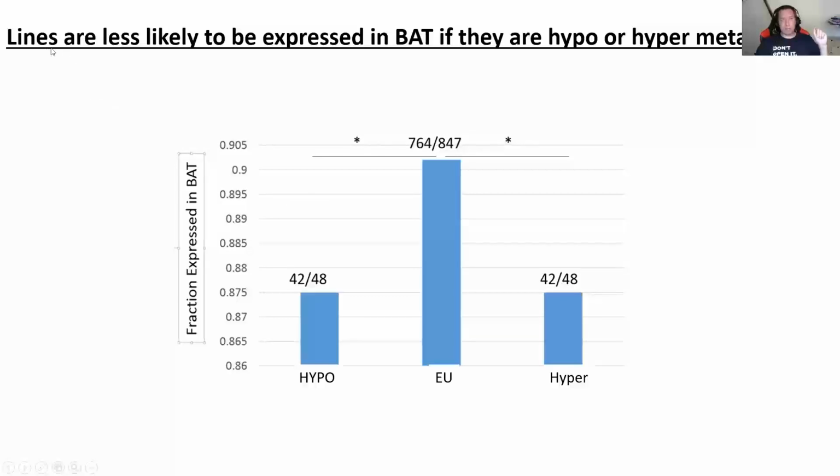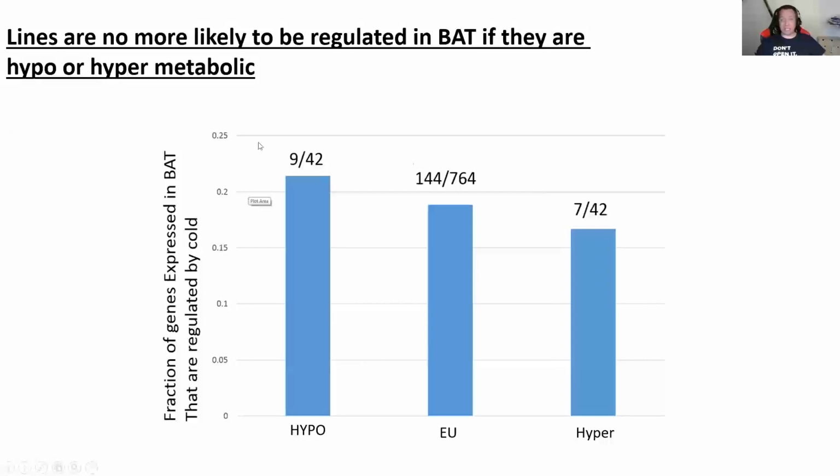We actually find that genes which, when you knock them out, render mice hypo or hypermetabolic are slightly, but significantly, less likely to be expressed in brown fat. This axis starts at 0.86 and goes to 0.905, so the difference is just 2%, but it does formally reach significance, I think, because these two have exactly the same ratios in this setting. Equally, we found there wasn't any real regulation of these genes at all. Of the genes expressed in BAT, they were no more likely to be regulated by, say, cold exposure if deleting them resulted in hypometabolism or hypermetabolism.